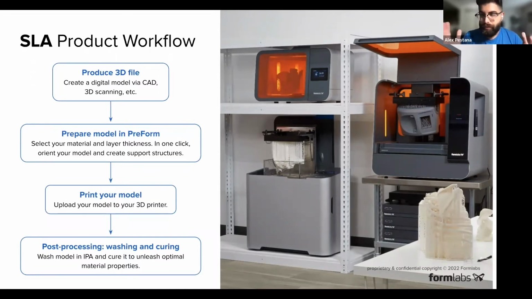You would then print the part, pretty self-explanatory, go to the printer, press print, and then post-processing. So for SLA, because it is a liquid resin that we're curing, there's going to be some residue on the part, so they'll need to be washed. We typically use isopropyl alcohol to wash off the excess resin. You then let the part dry, and you can either remove the supports at that point or cure the parts and remove the supports.